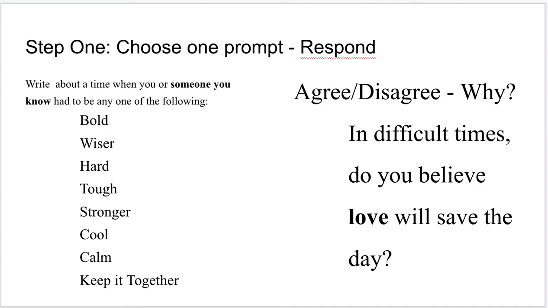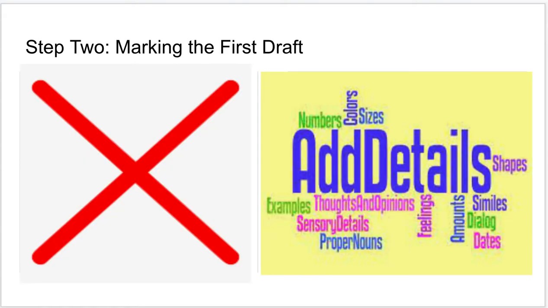5 minutes. After you have a first draft, those 3, 4, 5, maybe 6 to 8 sentences that you have, that is your first draft. Next, it's time to mark it. So the whole goal is to add details. You're going to add details to transform your 3 to 4 sentences to 150 words.